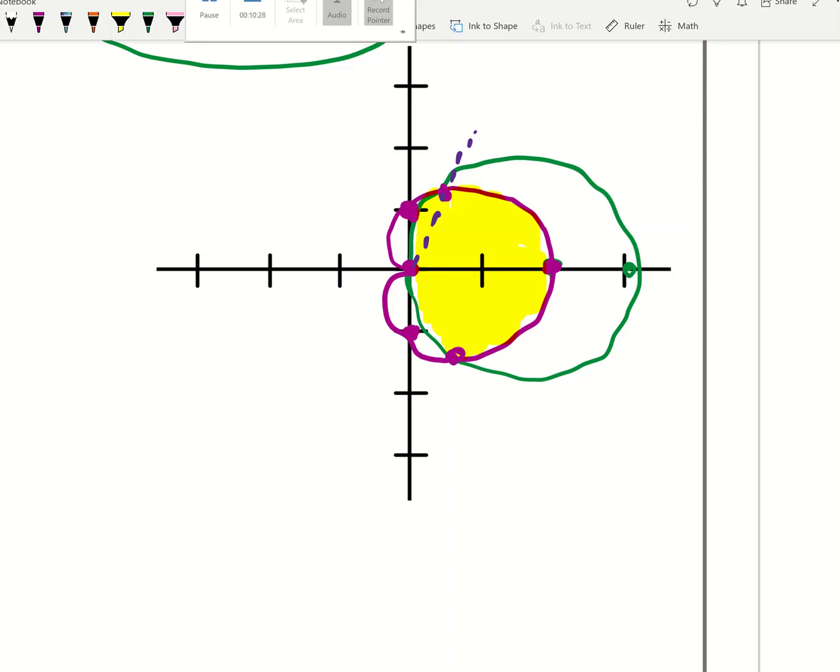It looks something like this. This is your pi over 3, and then also at negative pi over 3. Now it's important to draw those in because, and you guys will see this in a minute when we look at the shading more closely, some of our shaded region is on either side of these dividing lines, these dotted lines.